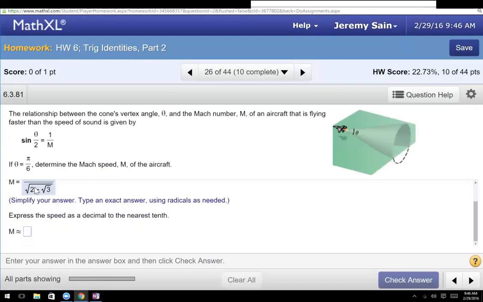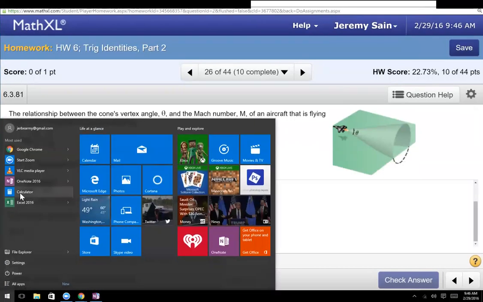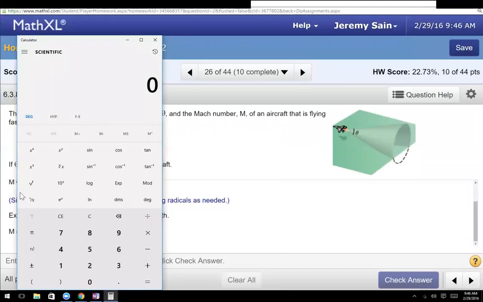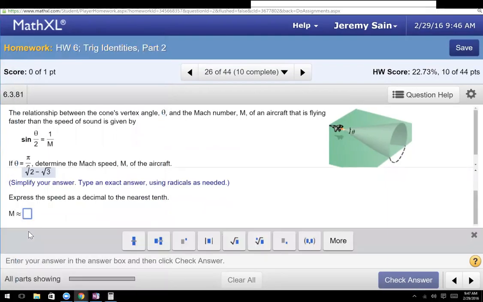And then what is that as a decimal? We want to know how fast we're really going. So 2 minus 3, whoops, no, minus the square root of 3 equals, that's the denominator, except I need to square root it. And it's in the denominator, so I need to take 1 over x of it, and then times 2. So 3.9. Mach 3.9.